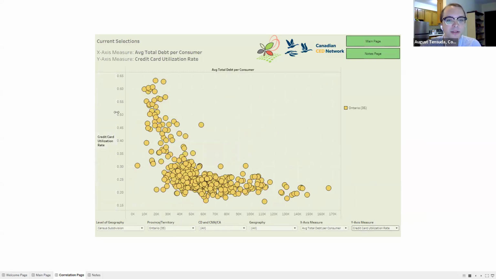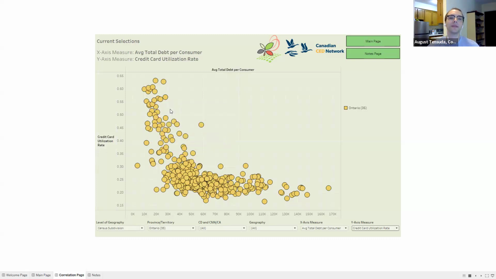So credit card utilization rate here is on this y-axis, and then average total debt per consumer is on this x-axis. And you can see that as credit card utilization rate increases, the average total debt per consumer actually decreases, right? Which is kind of counterintuitive, I think. It's a bit interesting because you would think that as the utilization rate of the credit cards increases, so people are putting more debt on their credit card, that would lead to higher average total debt per consumer. But we can see that's not actually the case here with this correlation. So what's actually the case is that these higher credit card utilization rates are having lower total debt per consumers.